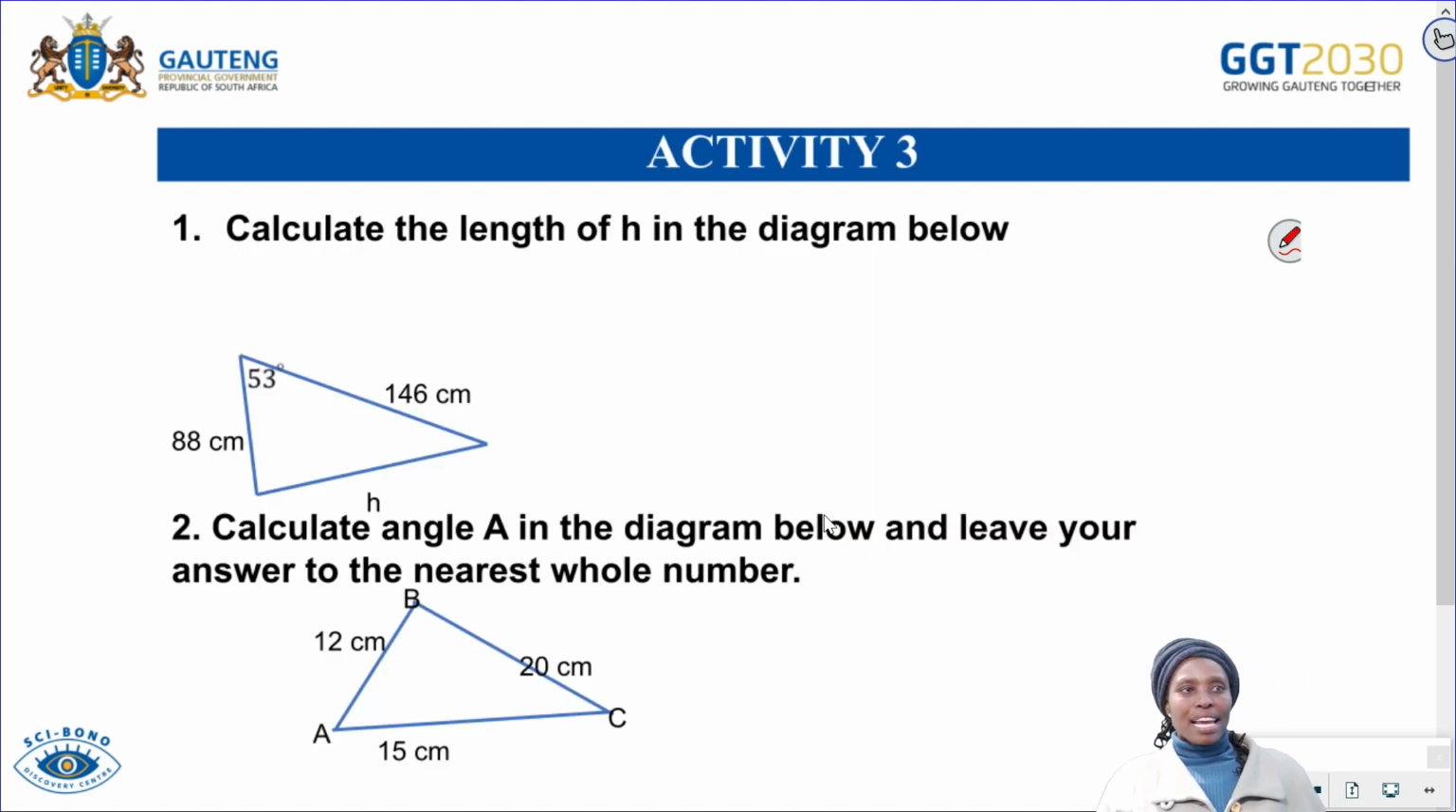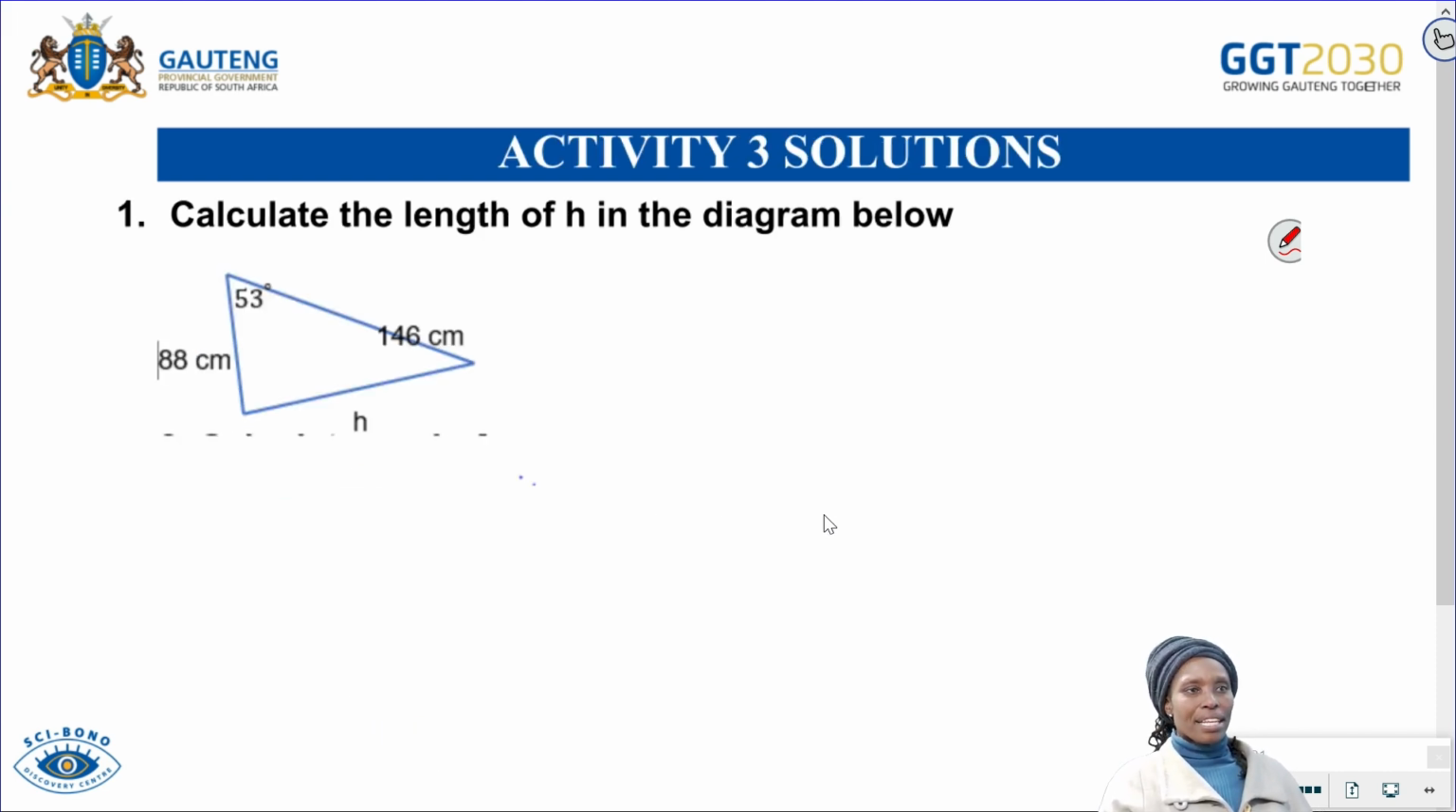Let's look at activity 3. They say calculate the length of H in the diagram below. Here I'm given two sides and the included angle, and you can see H is opposite the given angle. For the next one, they say calculate angle A. Angle A is between 15 and 12, and I'm given all three sides. Let's start with the first one, where I am calculating the side H.